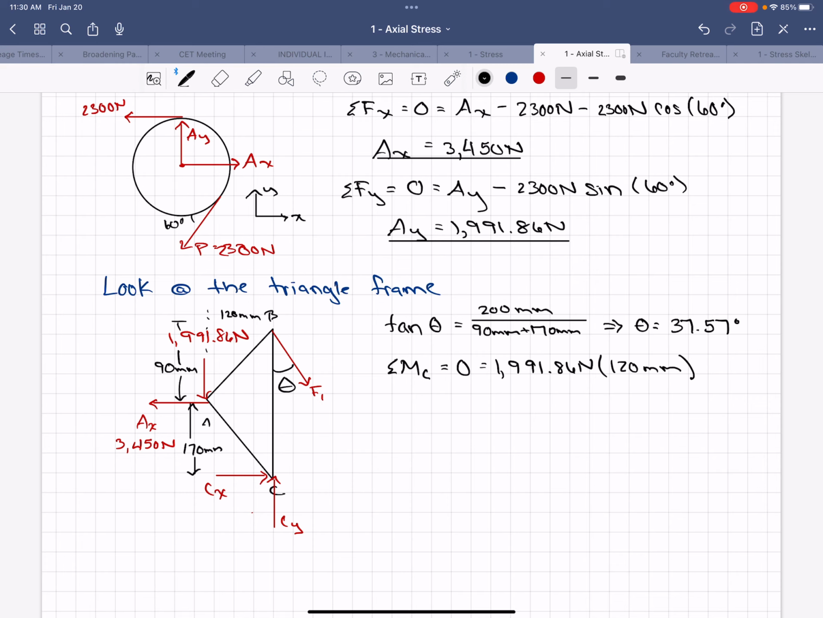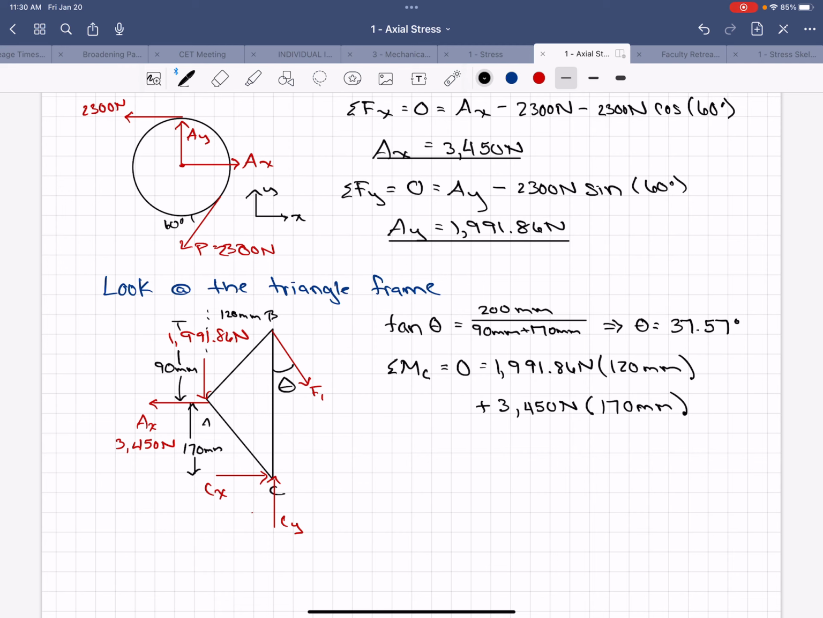So then if we look at AX, that is also going to be a positive moment. So it's going to spin it around C in the positive Z direction out of the page. So we would have plus AX equals 3,450 newtons times the perpendicular distance in between those two forces, this 170 millimeters here. So we have times 170 millimeters.